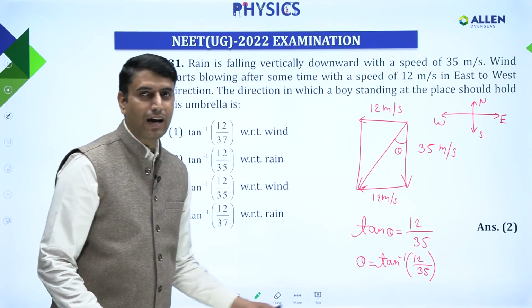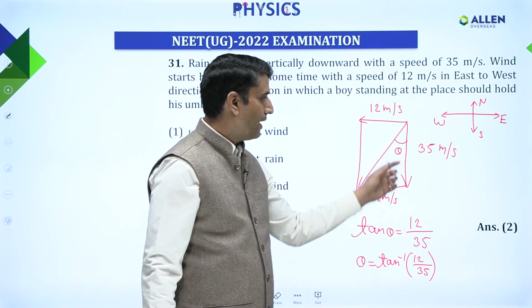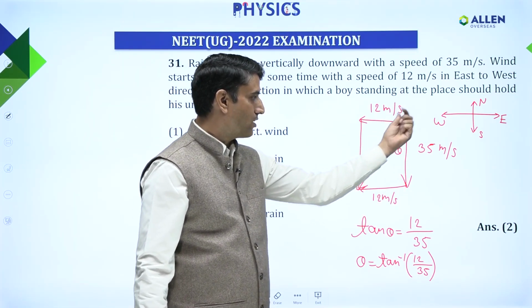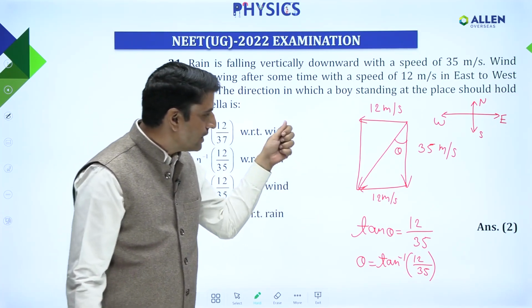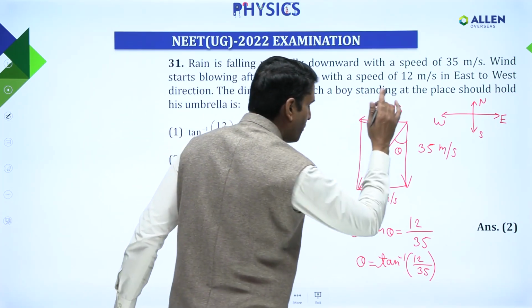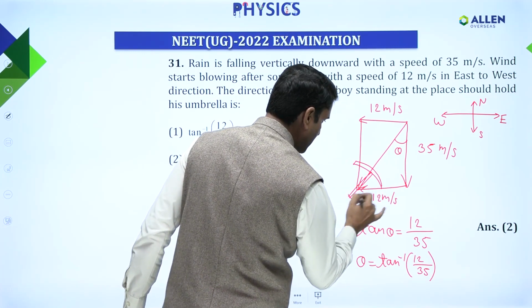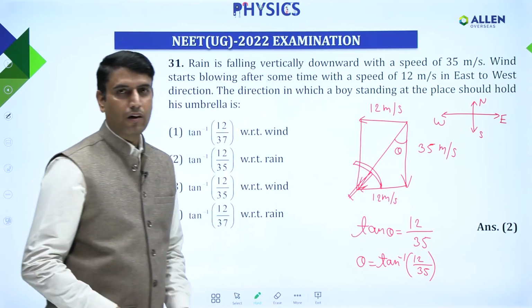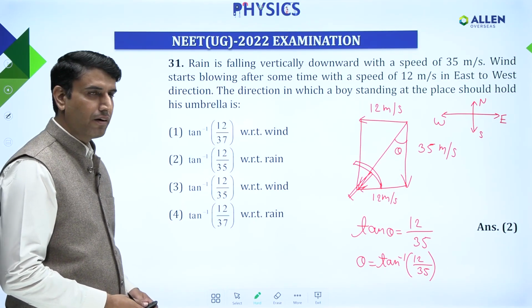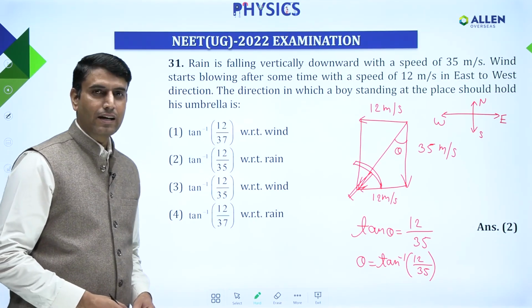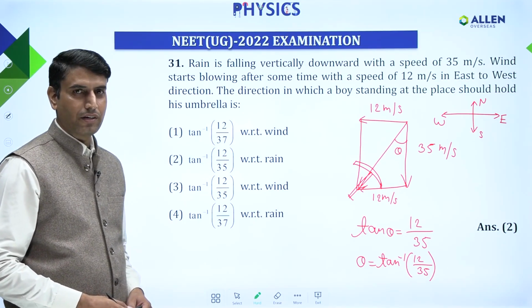And this is the angle between vertical and the resultant direction of rain. So in this direction, the boy should hold his umbrella, like this. I hope you got it. Now, let us take our next question.